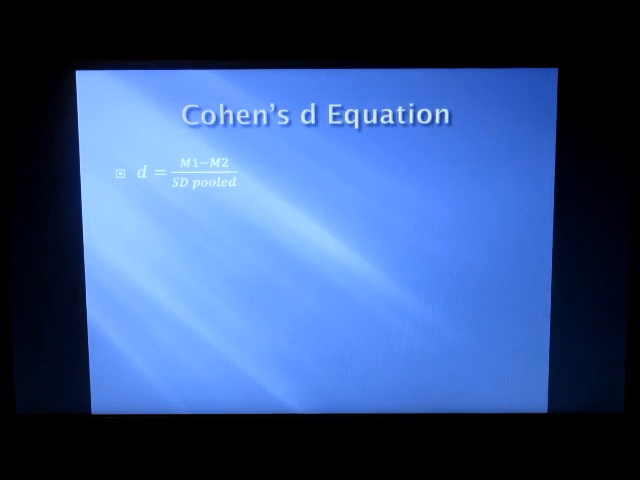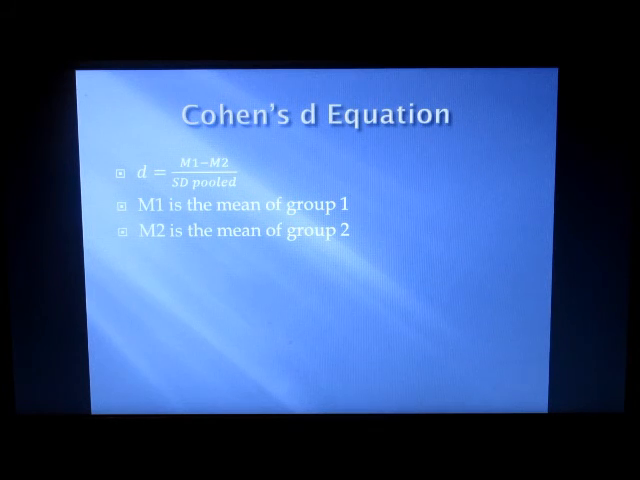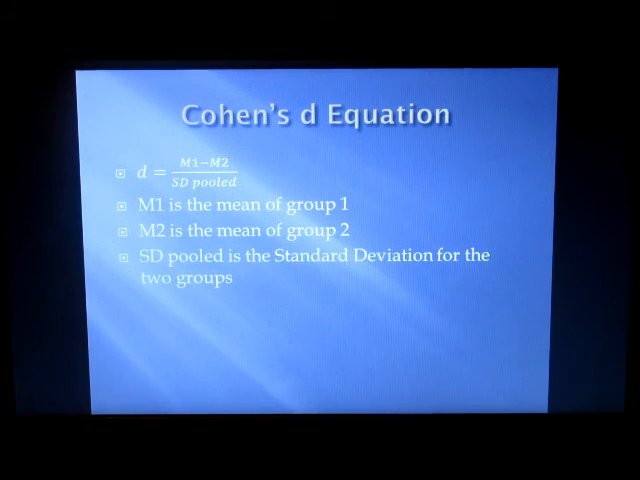The equation for Cohen's d is d equals m1 minus m2 over SD pooled. m1 is the mean for group 1, m2 is the mean for group 2, and SD pooled is the standard deviation for both groups. Here is an example equation.